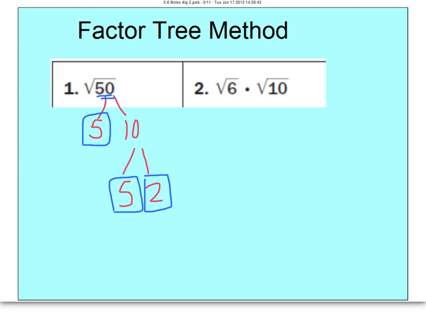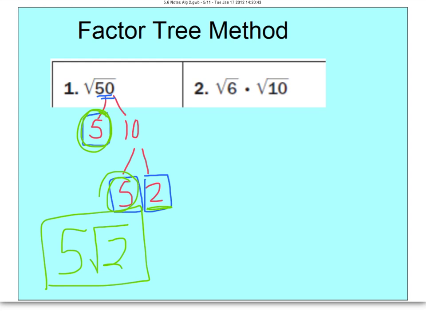So here's how this works. You look for pairs of numbers. So what I notice is that the 5 happens twice. So what I can do is say this 5 and this 5 are a group. So I pull it out and put it on the outside. So that's now used. Whatever's left over has to stay under the square root symbol. So the 2 is left over, and that's our final answer.